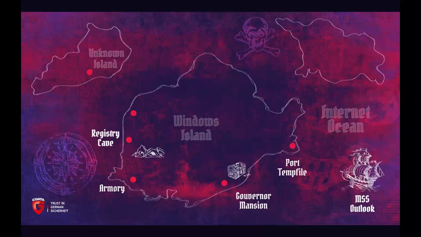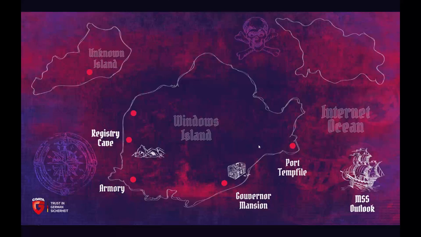Well, the pirate story brings us to the Internet Ocean. And in the Internet Ocean, we have a couple of islands, as you can see. There's a Windows island in the center. There's also an unknown island here in the upper left-hand corner. Out in the ocean, it also has a ship. Here it's the MSS Outlook. We have a port, the port temp file.